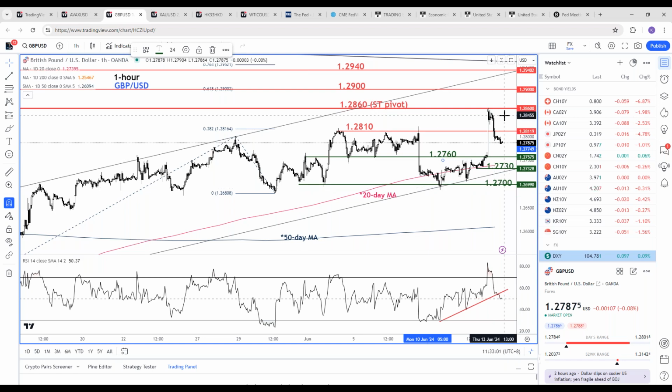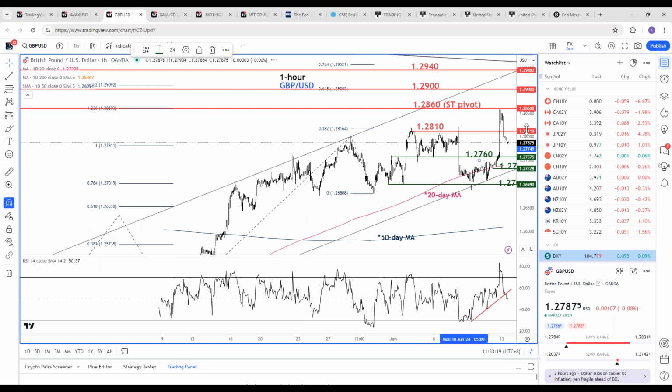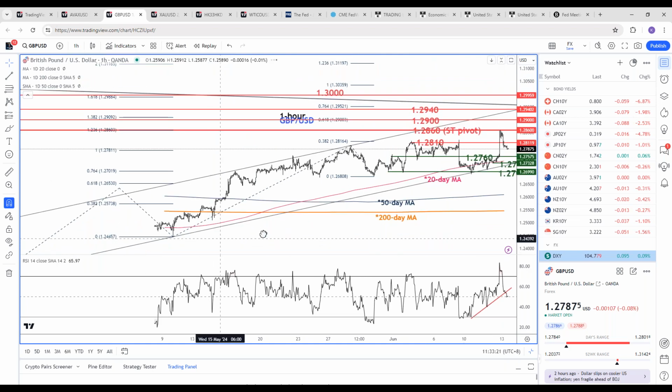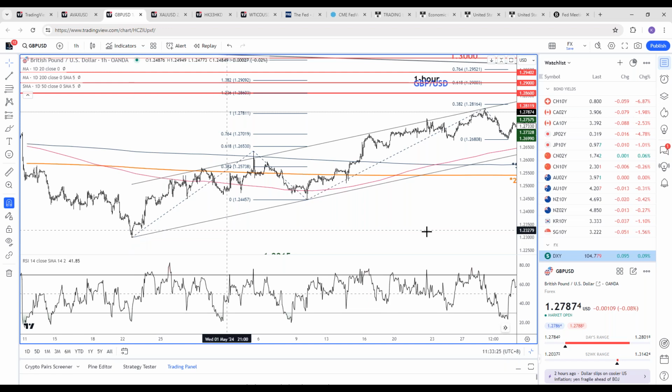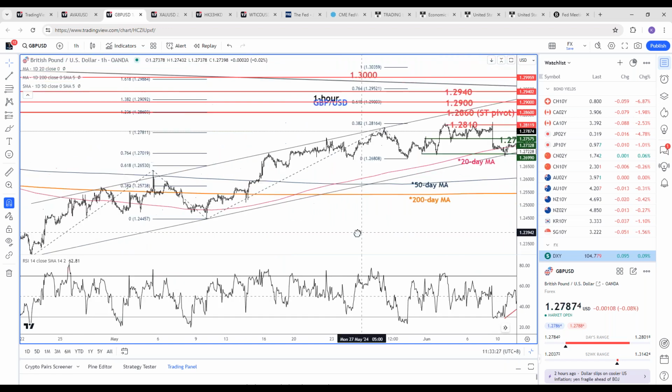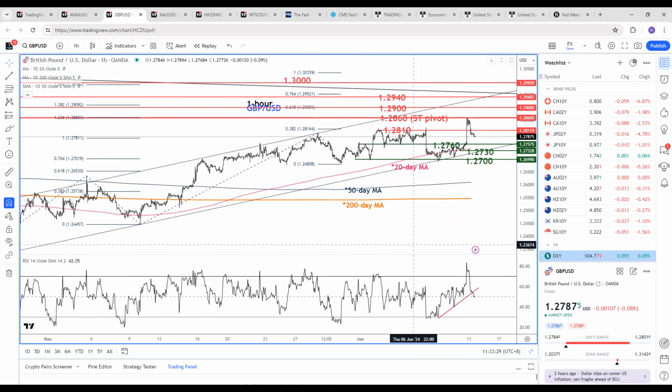Only an hourly close above 1.2860 will invalidate today's short-term intraday bearish bias view, to see the continuation of the rebound to expose the next near-term resistance at the 1.29 figure level, followed by 1.2940, which is the upper limit of the minor ascending channel that I drew from the low of 22nd of April. Okay, that is the sterling dollar.